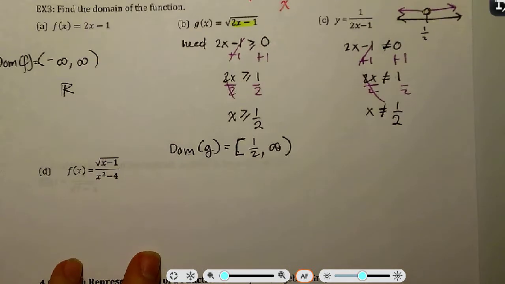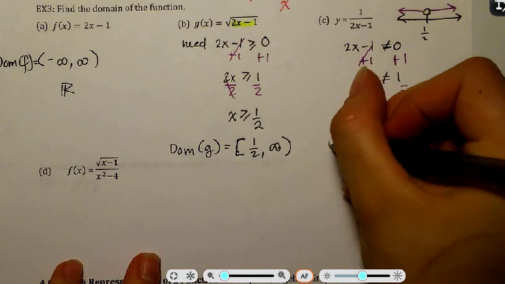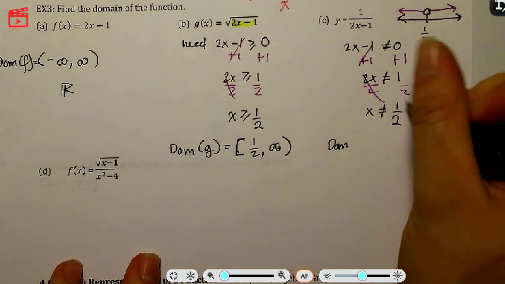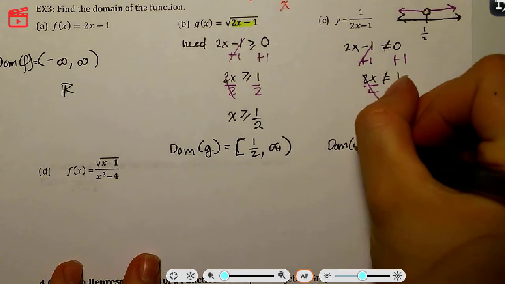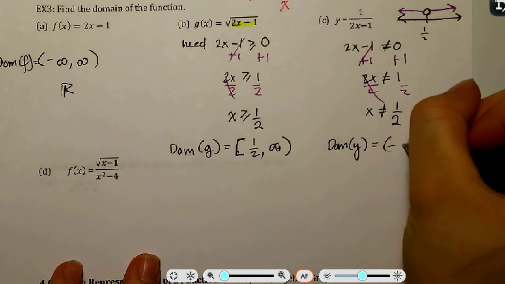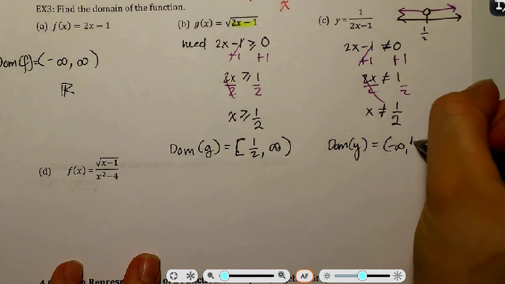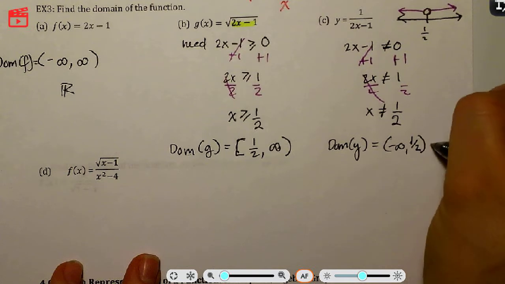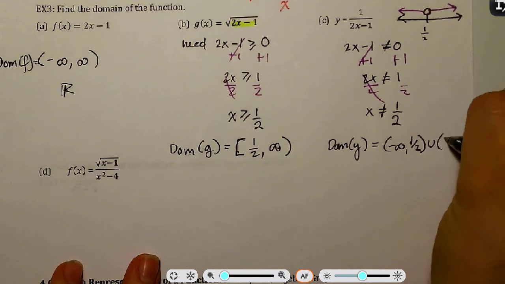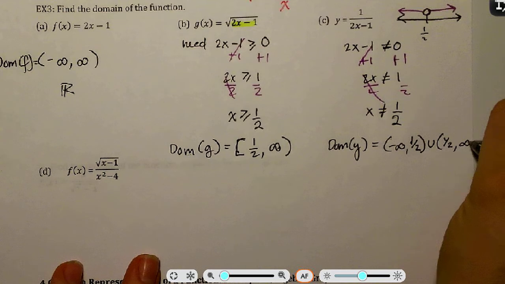So how do I write that in interval notation? Well, the domain of y is going to be negative infinity to a half, don't include it, union, begin again, and go to positive infinity.